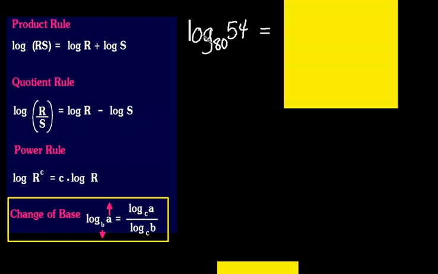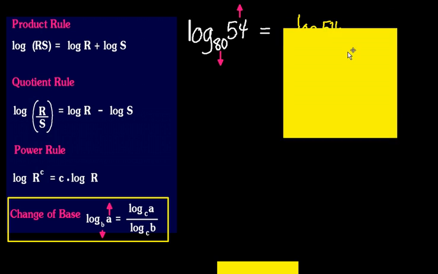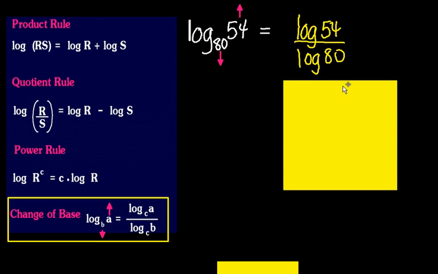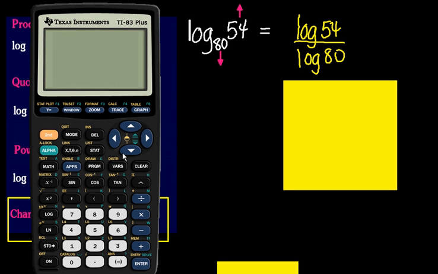So here's an example. I cannot type log base 80 of 54, and I have no idea 80 to the what equals 54. So I'm going to change the base. I'm going to use base 10 because that's definitely in my calculator. So I'm going to change the base to log 54 divided by log 80. So I can type this in my calculator now, and I can evaluate what log base 80 of 54 is. I'm going to type in log 54, close parentheses, divided by log 80, hit enter, and my answer to this expression, this log, is 0.910.